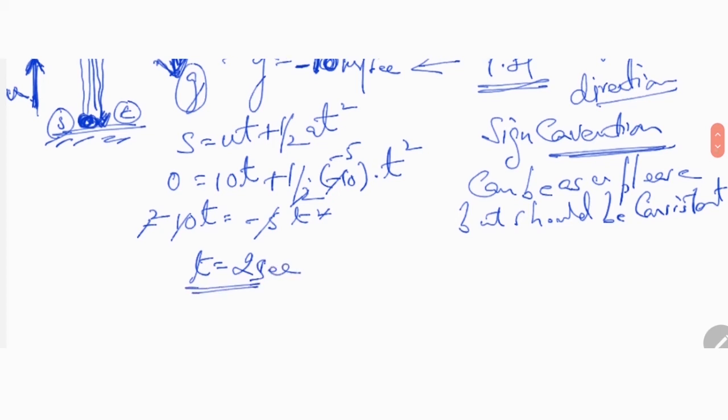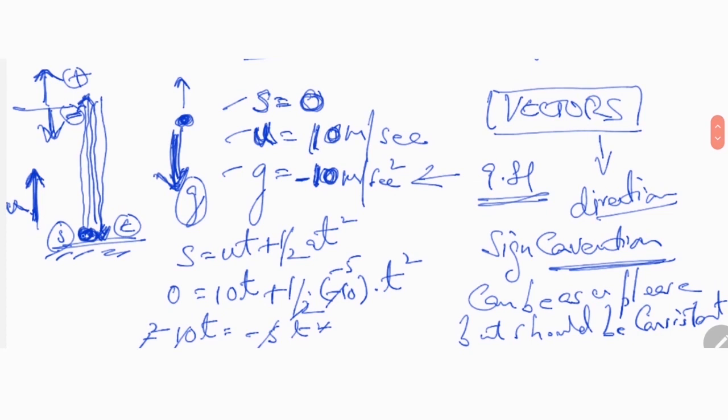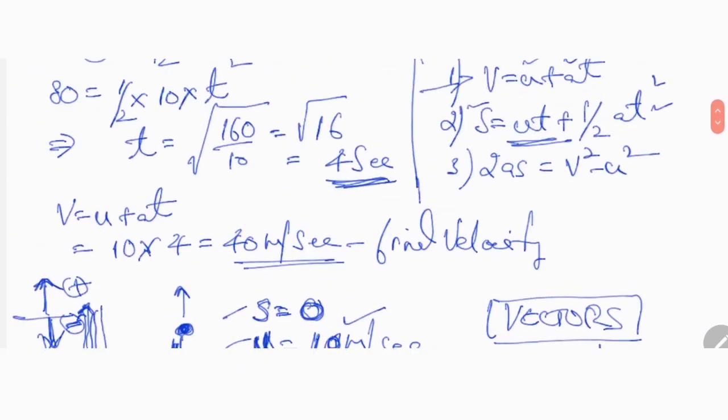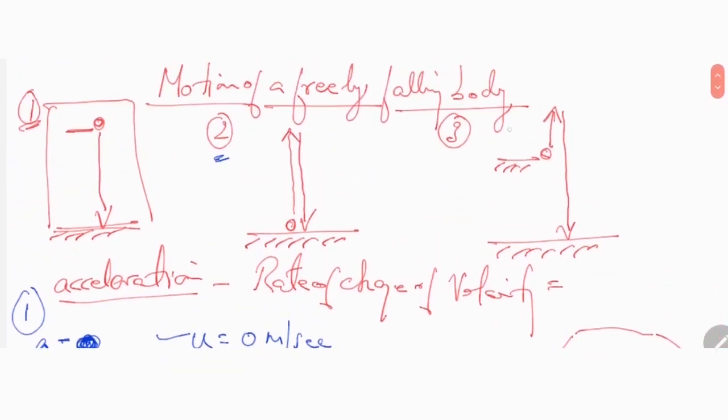Therefore, if you are going to toss the ball with an initial velocity of 10 meters per second from here and allow it to go up and fall freely, the total time it will take to reach back will be just 2 seconds. I hope you get the idea. Let us now go to our third case scenario.